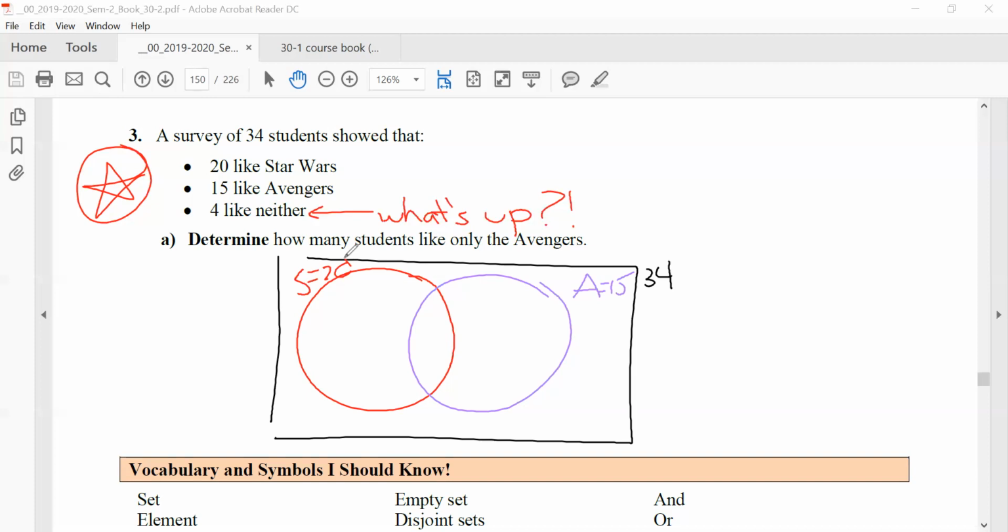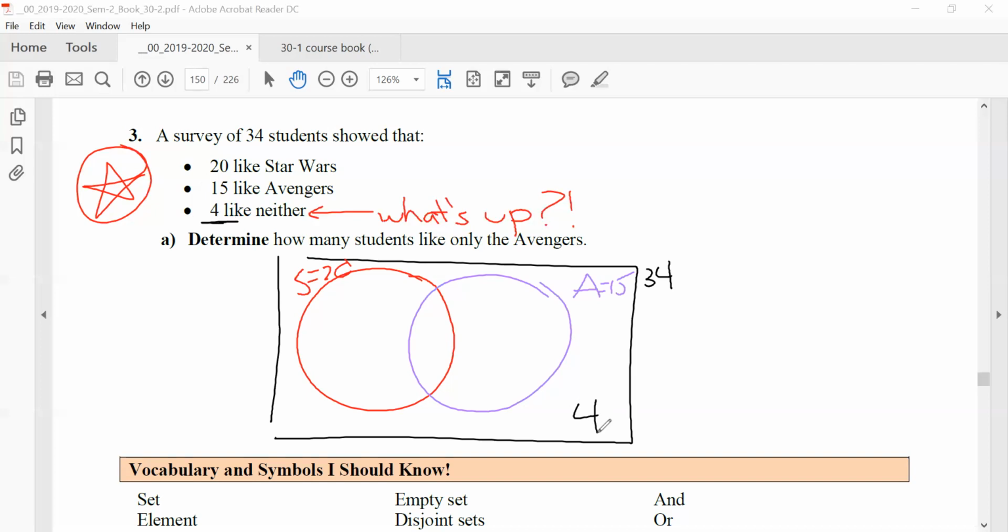And 4 like neither. Okay, question is now, where am I going to start? Well, this is an easy one to start with. 4 like neither. So that's these people out here. I don't know what they're into, but they're not into these awesome movies. There's 4. So now how are we going to get the rest of these regions here?